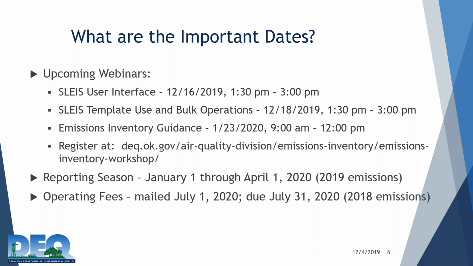The reporting season is January 1st through April 1st. You'll notice that your 2019 reports are not generated yet in SLEIS if you've already gotten in there. We will be generating those later this month. We mail out your operating fee invoice July 1st, and that is due at the end of July. You'll notice that we're feeing on your 2018 emissions. So we bill 2 years in arrears. That just gives us ample time to do quality control on your 2019 inventory that you will have submitted prior to that.